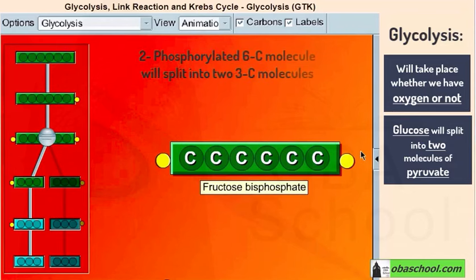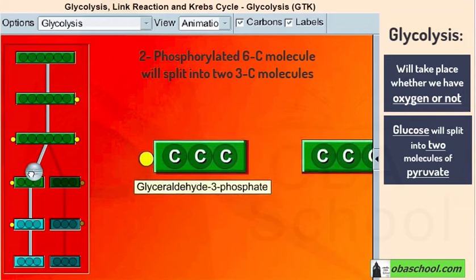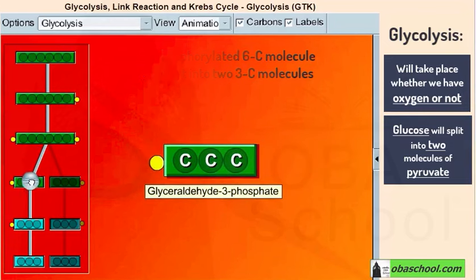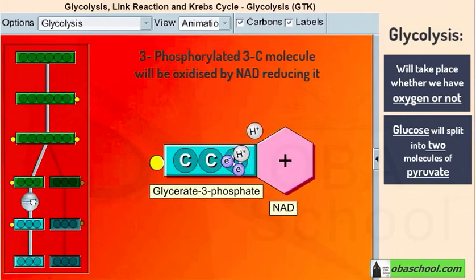Now, this phosphorylated 6-carbon molecule will split into 3-carbon molecules, and it will release the hydrogen ions and electrons to be oxidized. NAD will accept these hydrogen ions and electrons for it to be reduced.